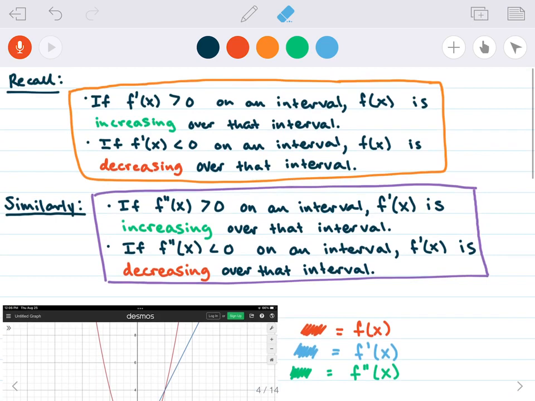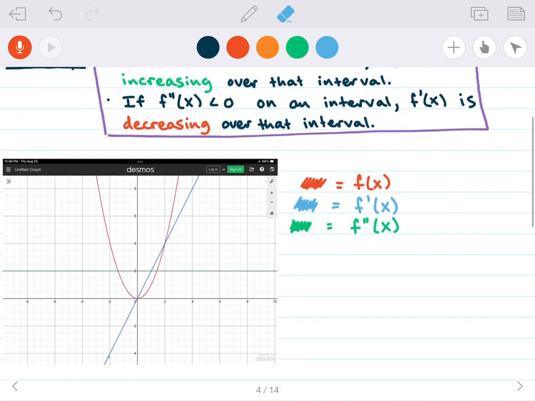All right, so recall that last time we talked about if a derivative is positive on an interval, then the function's increasing over that interval. If the derivative is negative on the interval, meaning it's below the x-axis, then the function is decreasing over that interval. And in a similar way, for the exact same logic, if the second derivative is positive on an interval, the first derivative is increasing. If the second derivative is negative, then the first derivative is decreasing over that interval. Okay, so same exact logic as before.